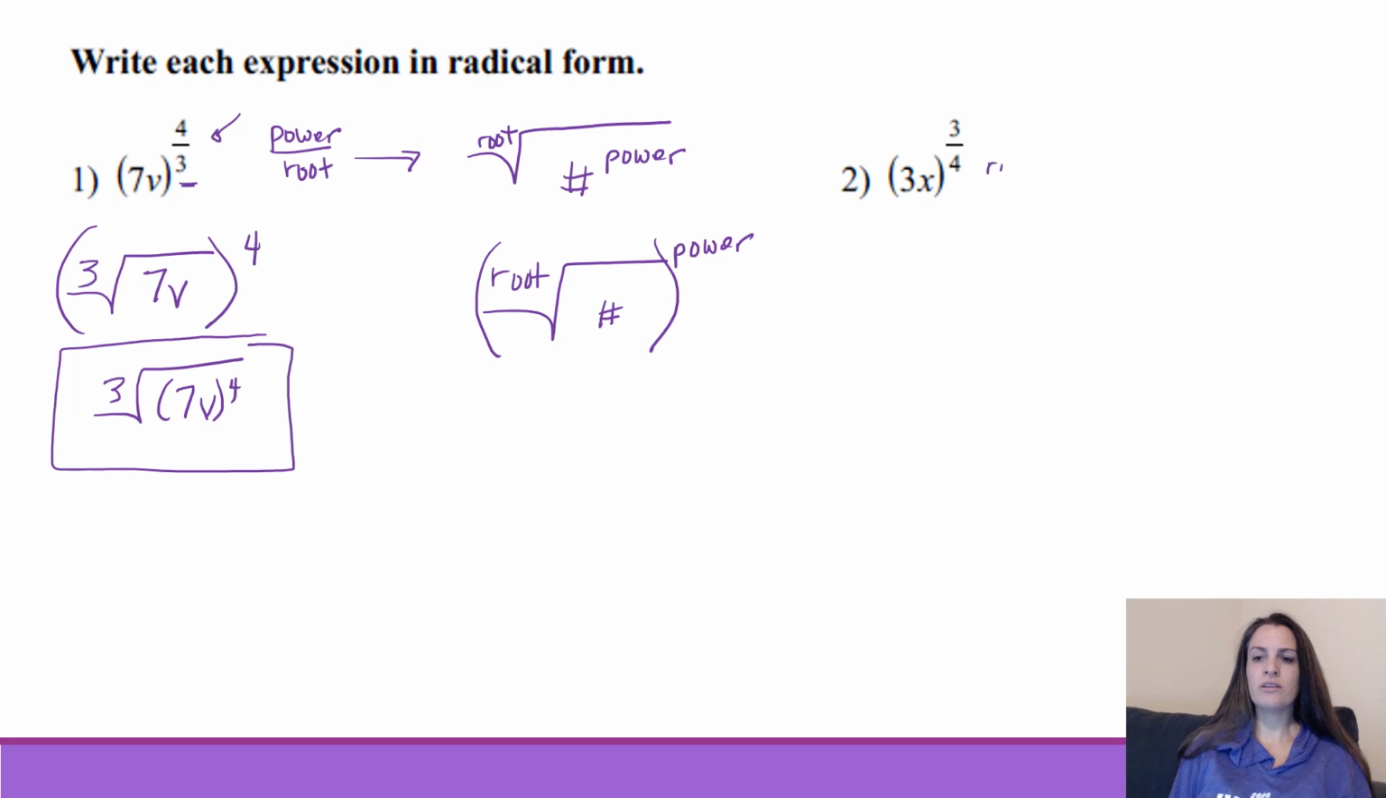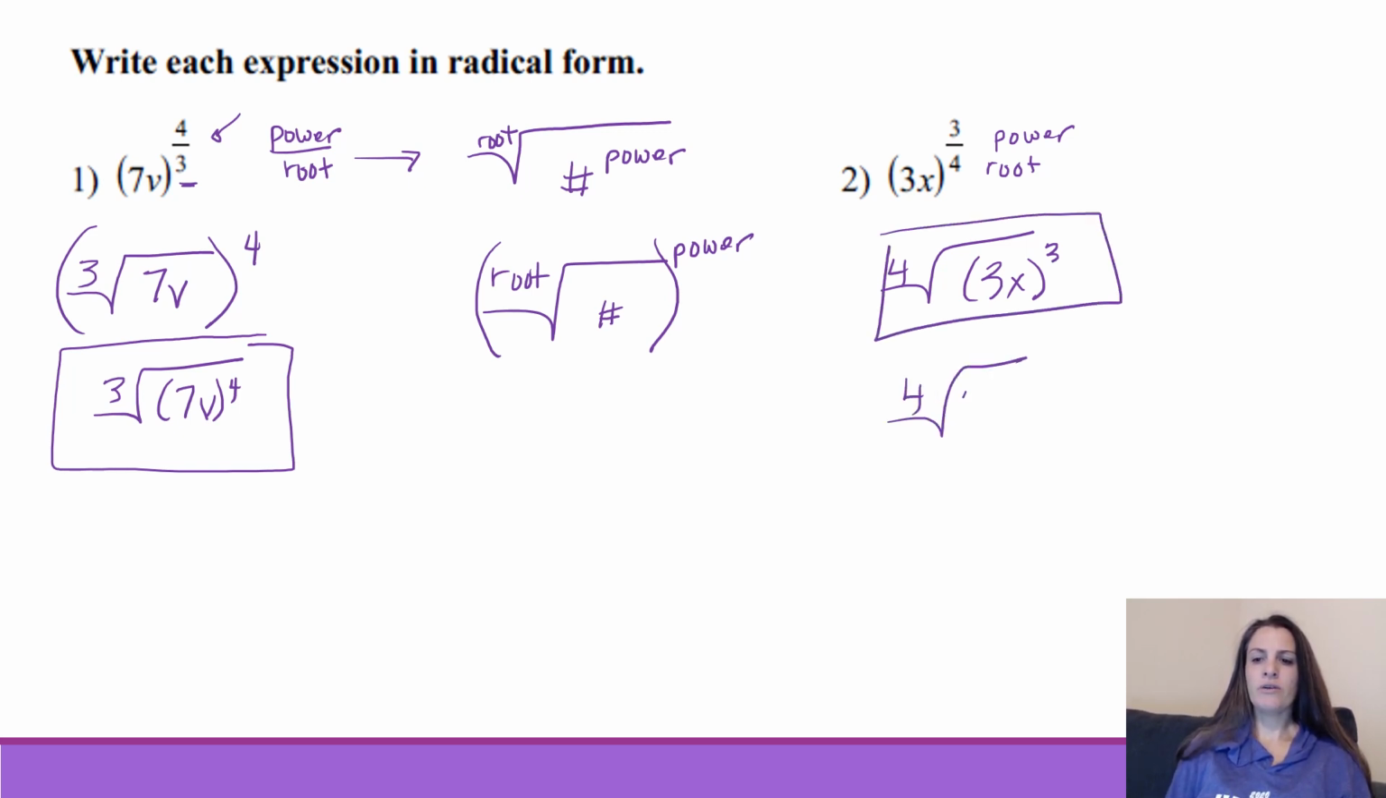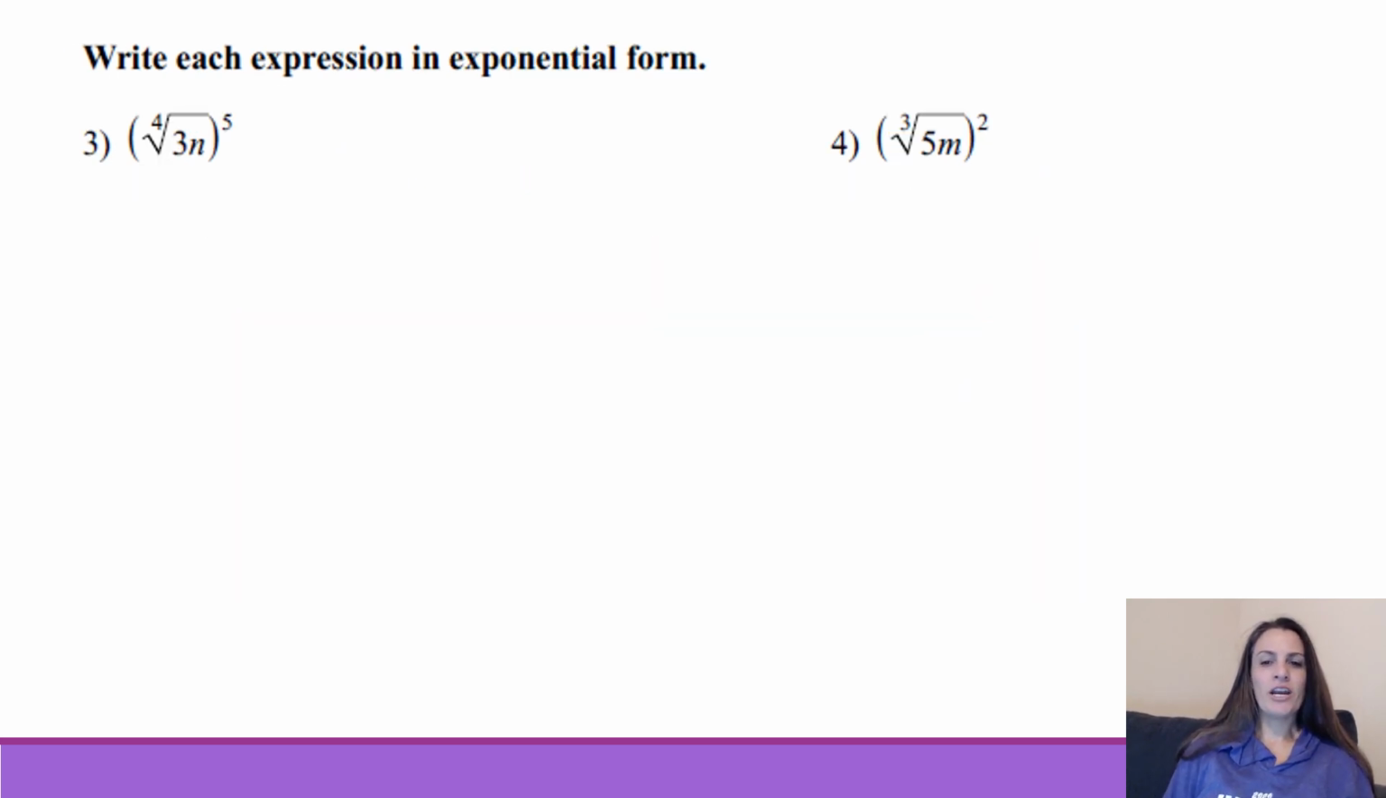We are going to take the fourth root, so the fourth root of, and then our power is going to be the third power, so of the term 3x to the third power. Or you could write it again with 3x under the radical, under your fourth root, and everything raised to the third power. There you go. First two. Done. All right, numbers 3 and 4, we're going to take it from radical back into rational exponents.